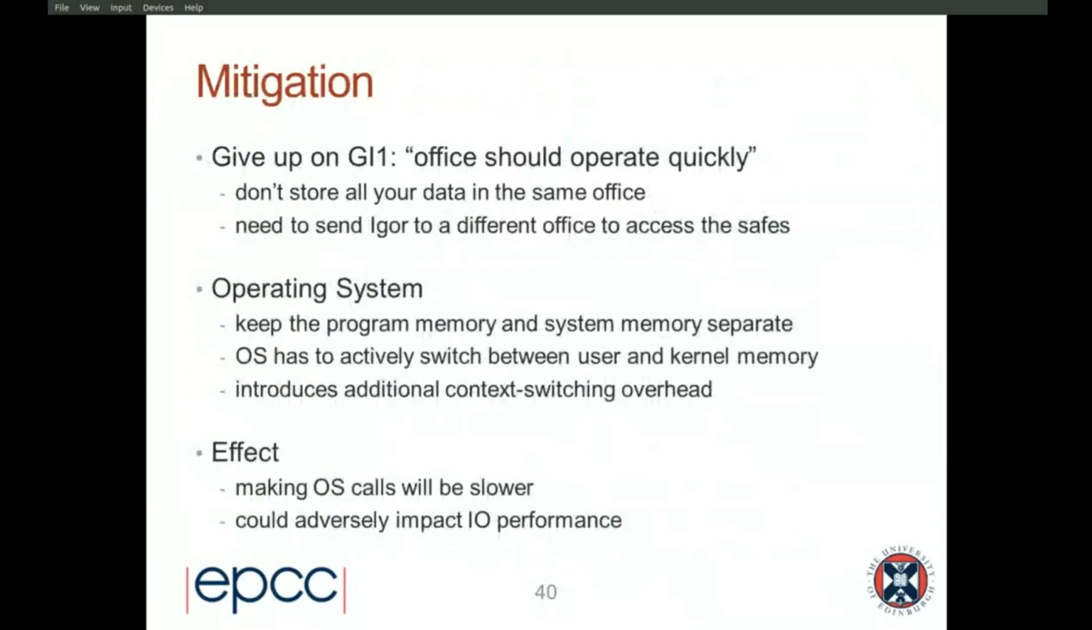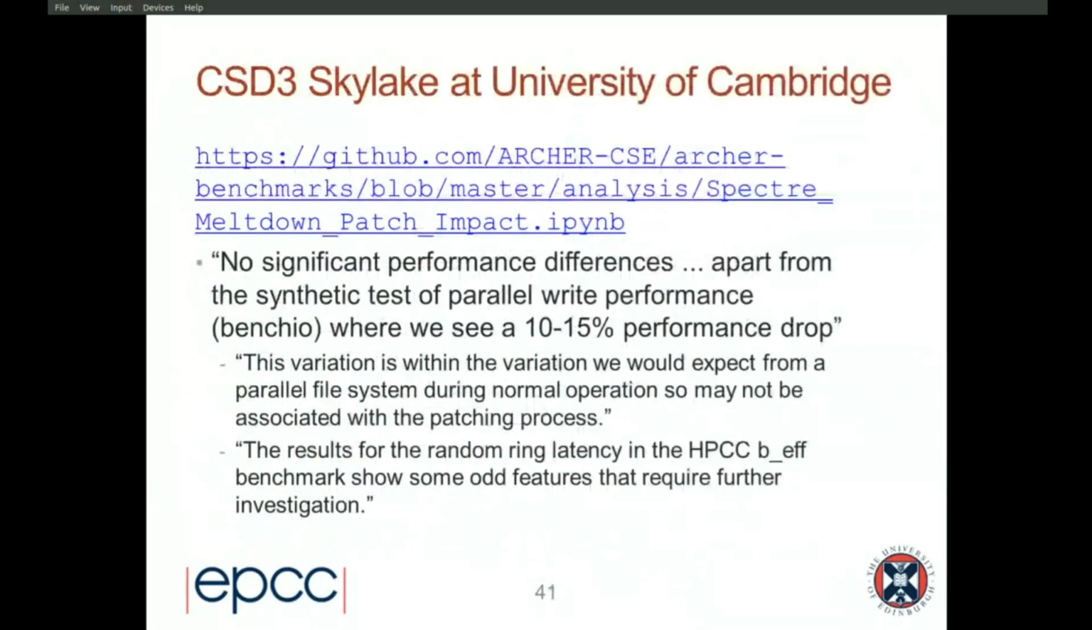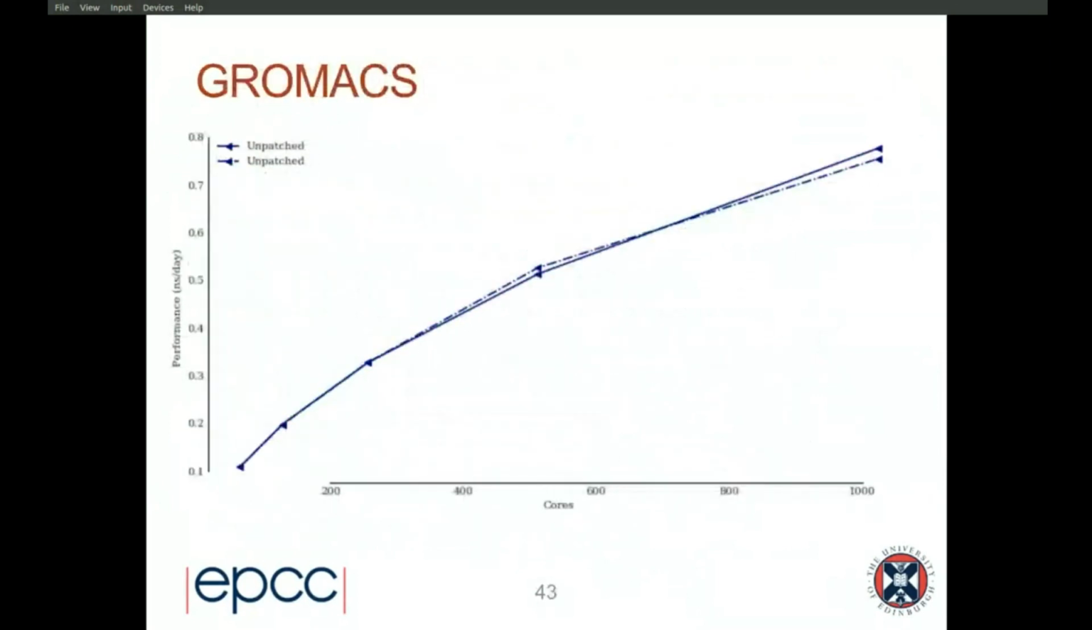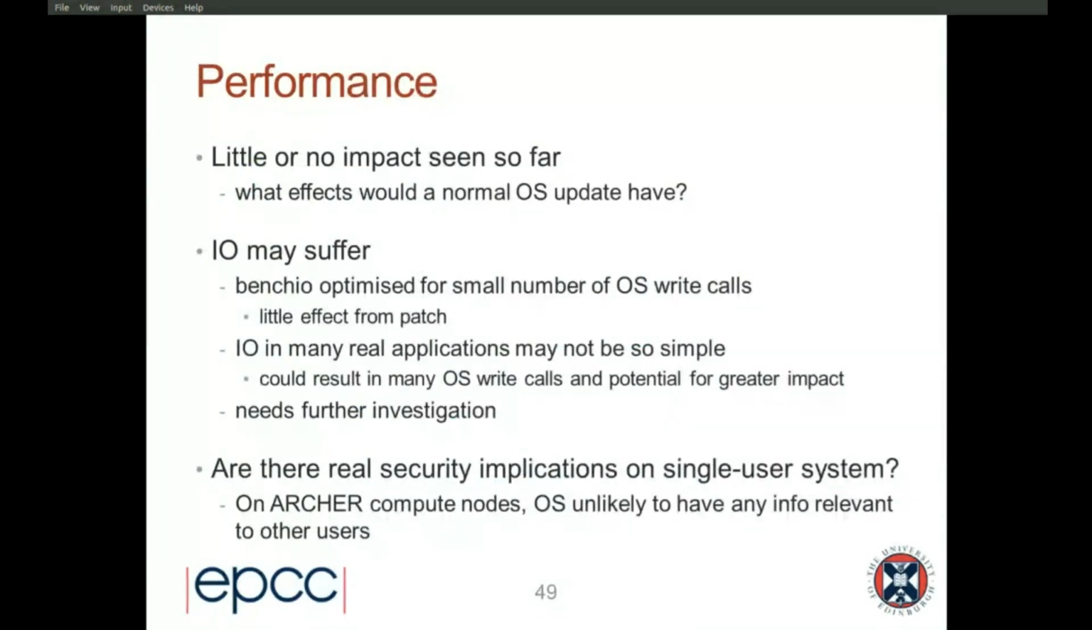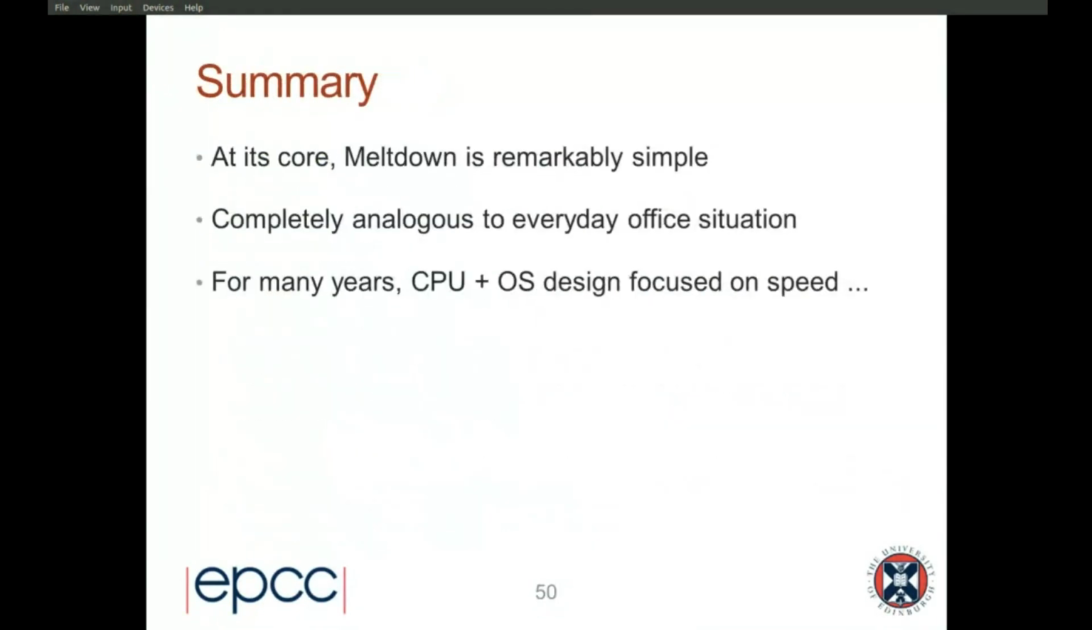And so there are some slides here as to how it's mitigated, and I won't go through that. And some performance issues. Again, I'll leave these up here for later. Summary, I want to jump to the summary here for matters of time. The summary, at its core, Meltdown is remarkably simple. And I think, in my mind, it's completely analogous to this everyday office situation. In this everyday office setup, you can read the values of secret documents by indirection and then checking what value is cached.